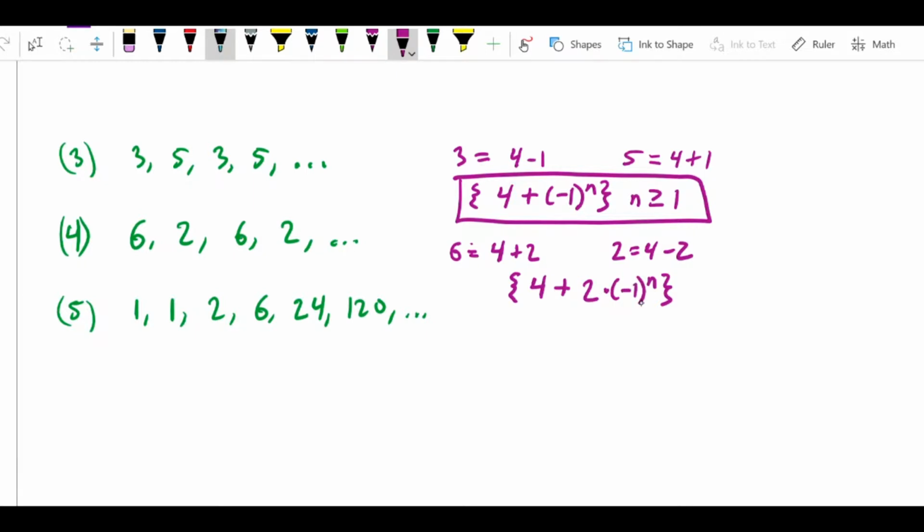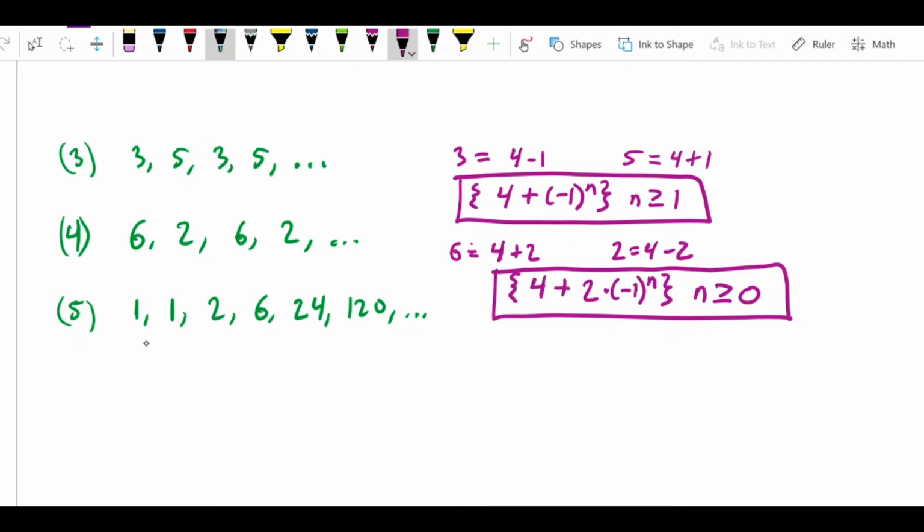What I want instead is 2 times negative 1 to the n. And notice that the first thing I want to do is add, I want it to be 2 times positive 1. So if I were to start with n equals 1, instead I would be getting negative 1 to the 1, which is negative 1. So it's going to be more convenient in this case to start at n equals 0, because negative 1 to the 0 is positive 1.